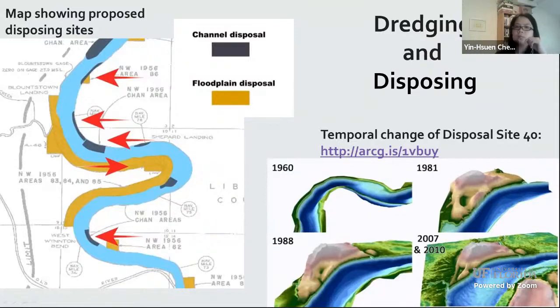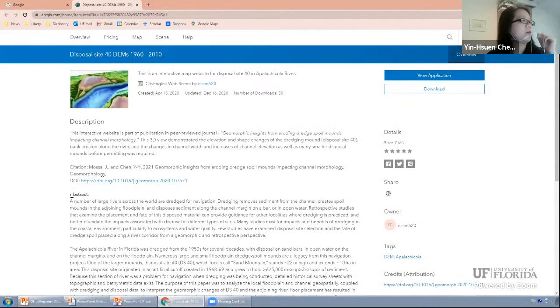So perhaps disposal site number 40 is the biggest site in Apalachicola. And we have published a paper to study the spatial and temporal changes of the specific site. And here I want to show you a fancy website. Yes, fancy. All right, so this is the DOI. The paper was published early this year.